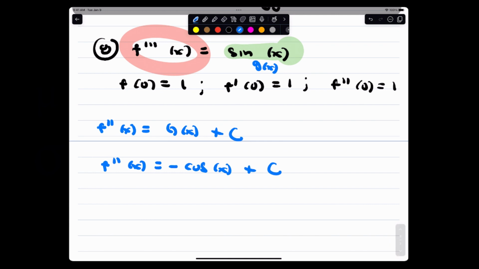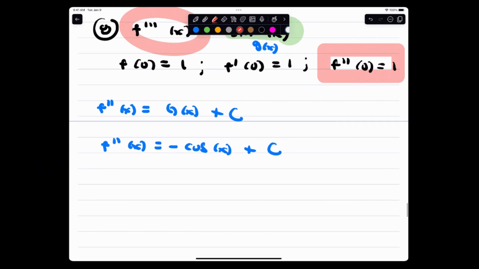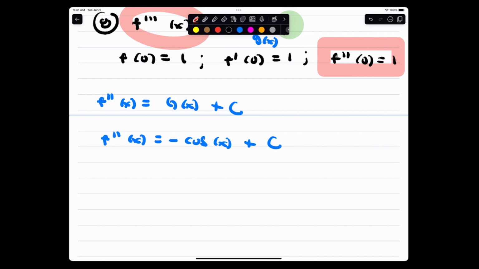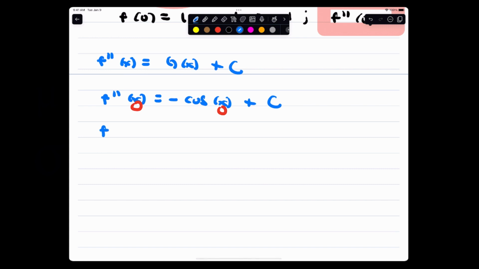But what do you guys know? Don't you have a condition to apply? Do you guys see that initial condition here? Let's find c. F double prime of 0 is 1. So plug in the 0 here. And that means f double prime of 0 is minus cosine of 0 plus c. What's cosine of 0? Ladies and gentlemen, cosine of 0, this portion here, what's that number? Isn't that 1? There's 1.